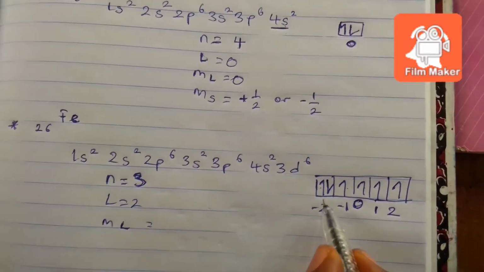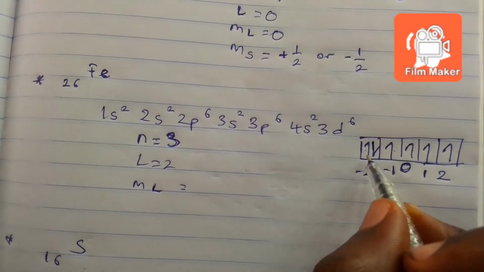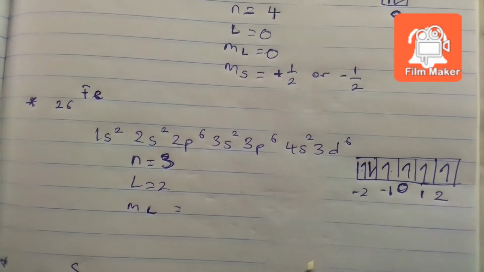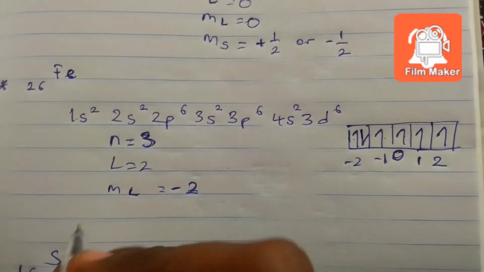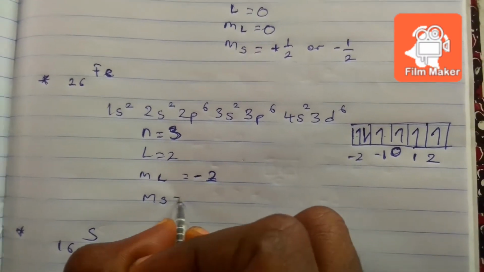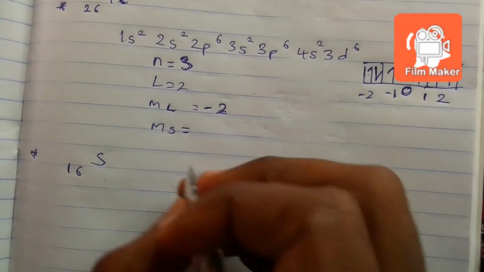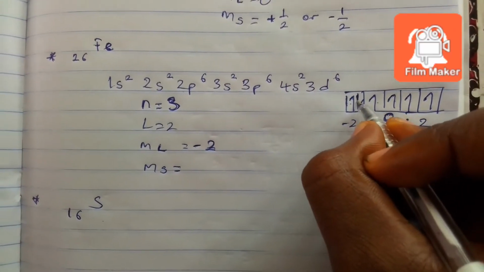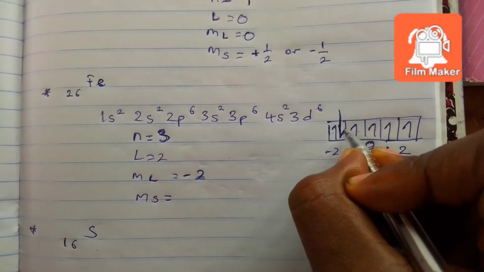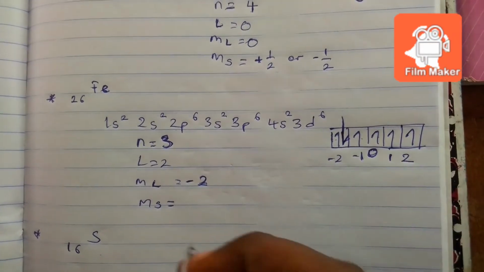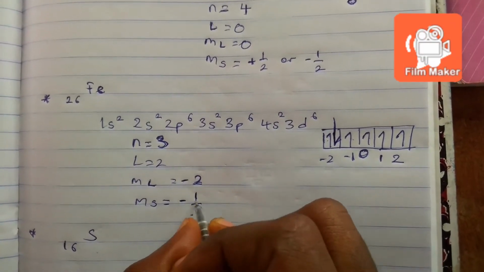So, and our last electron fell here. It fell in this first block. And what is under this first block here? It is minus 2. So our ml will be minus 2. So then our ms here will be, since this last electron is facing downward direction, minus 1 over 2.